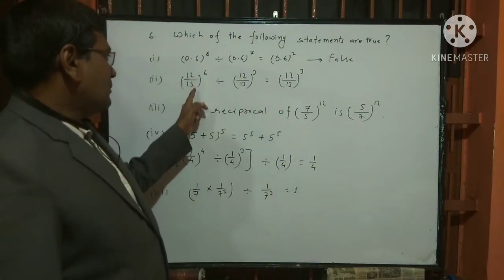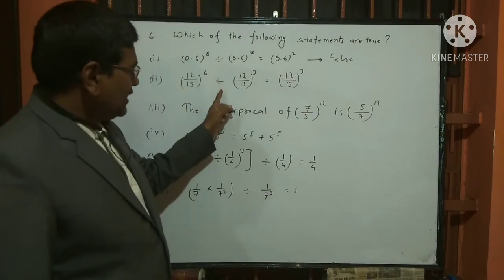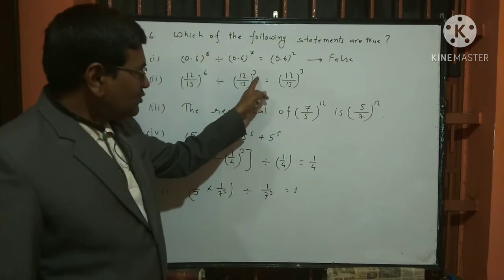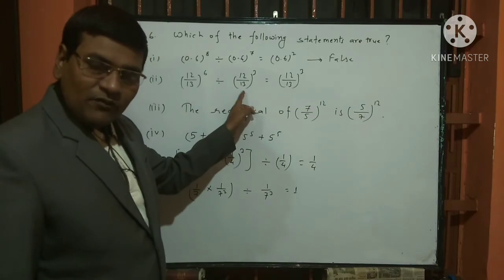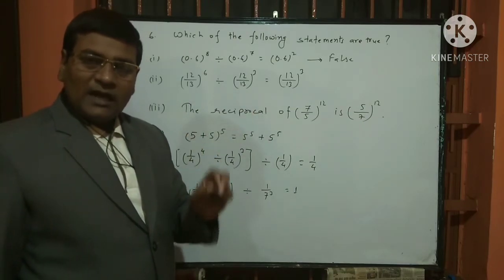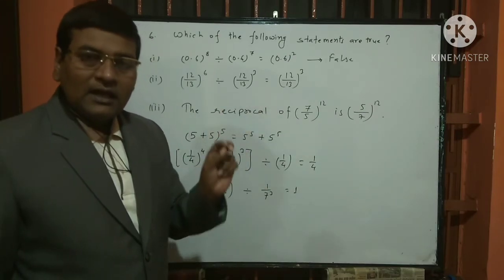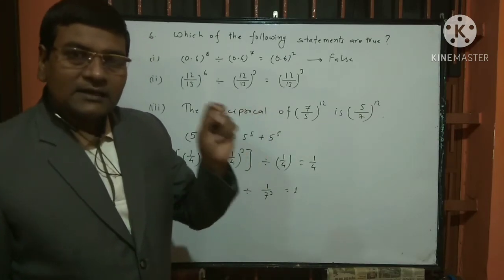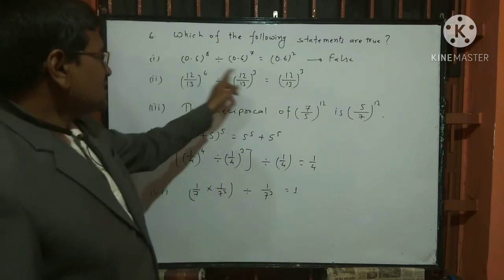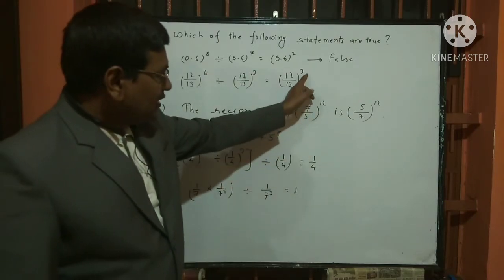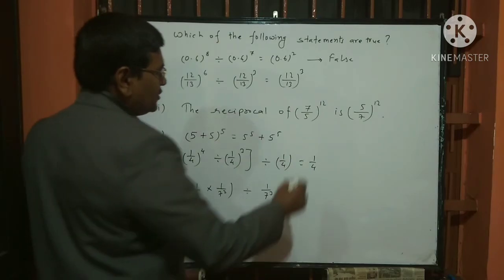Now, 12 by 13 to the power 6 divided by 12 by 13 to the power 3. Both bases are same, so we have to use the formula x to the power m divided by x to the power n equals x to the power m minus n. 6 minus 3, 3. Here it is 3, that means it is true.